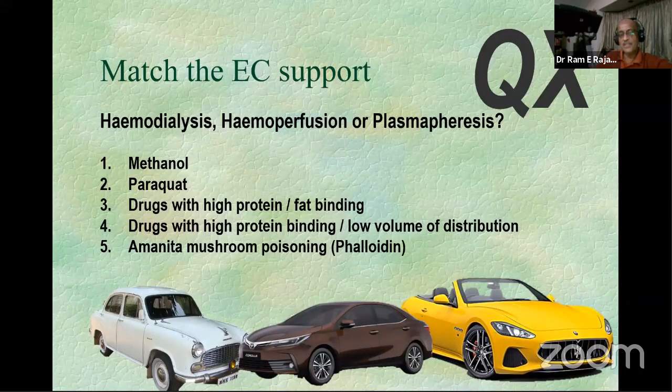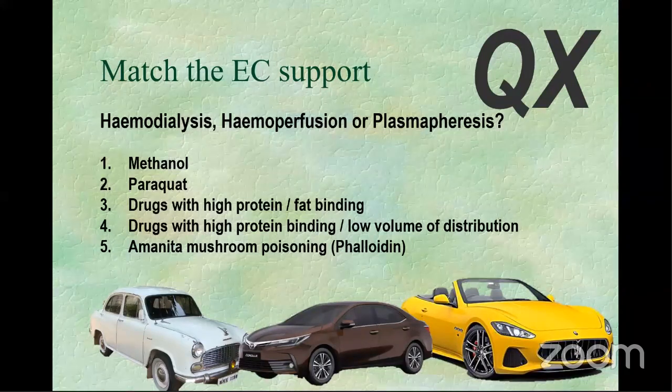So it doesn't make any sense. I've seen people saying, oh, let's go ahead with plasmapheresis under these circumstances. It does not make any sense. Paraquat is as easily dialysable as the methanol would be. As far as the drugs with high protein and fat binding are concerned, a process such as hemodialysis will not remove them. But a process of hemoperfusion will allow you to remove some of them irrespective of what the binding is. So that is usually the recommendation.